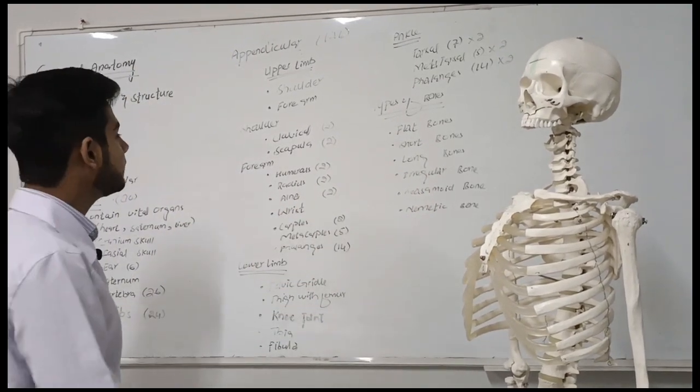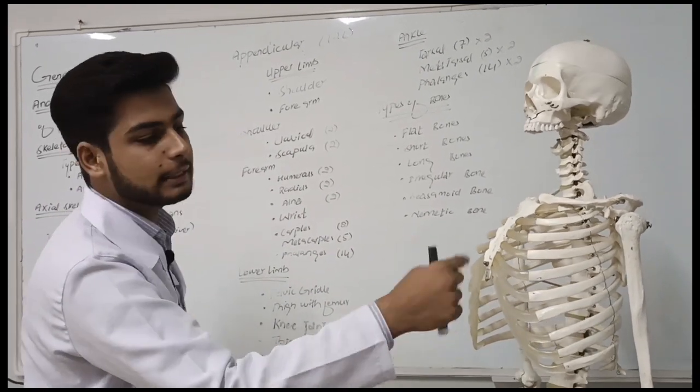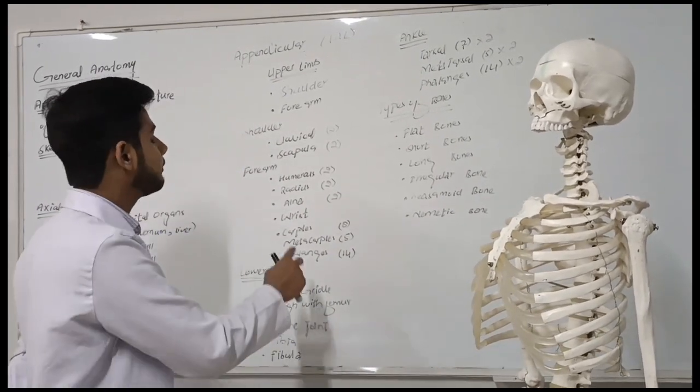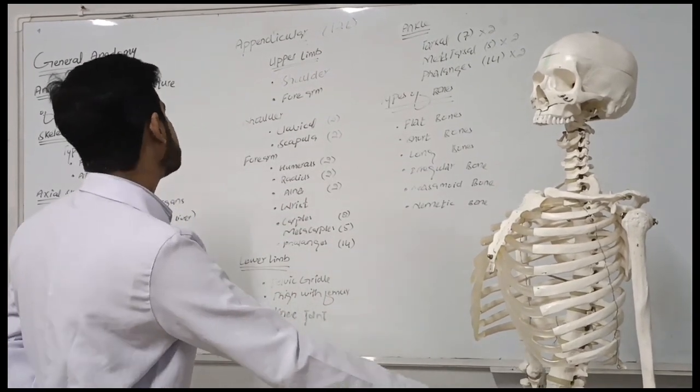Like the humerus, the radius is present as a pair: two humerus, two radius. On one side one bone is present and on the other side the second bone is present, so we call them pairs. The other bone is the ulna. Then we discuss the wrist.